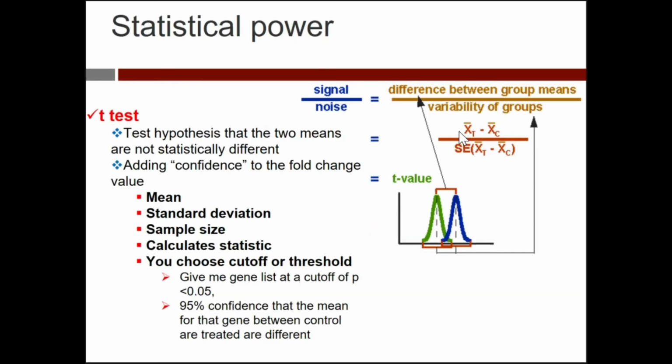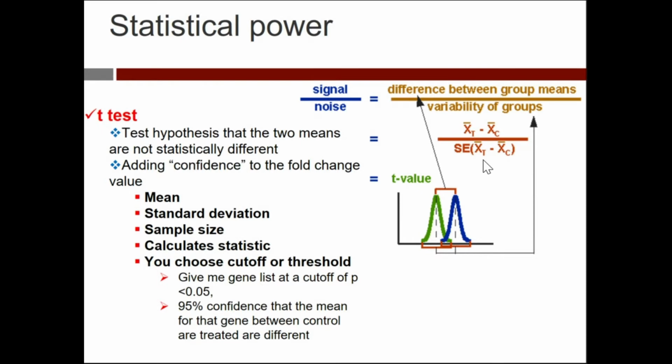For the t-test, the null hypothesis is that the two means have no statistical difference. At the same time, we look at the variations. So we look at the mean, standard deviation, and the sample size, and calculate the statistic. We use a threshold, which we call a cutoff, and look at whether the difference is within this cutoff or larger than this cutoff.